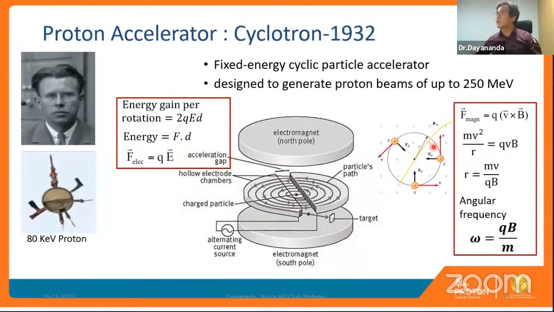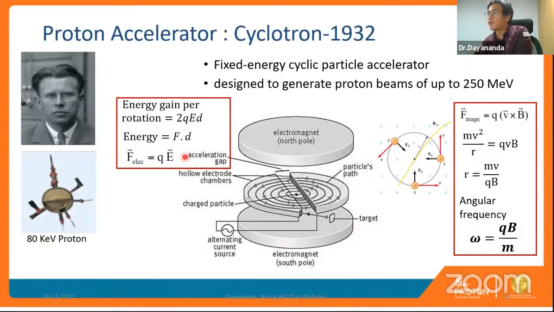Then this particular charge will be accelerated with an angular frequency given by this equation, which is the charge q multiplied by the magnetic field strength B divided by the mass of the charged particle. This way, the proton will be rotated at various radii across the D's. But at the same time, each time the charge passes through the gap of these D's, this particle is going to gain energy.